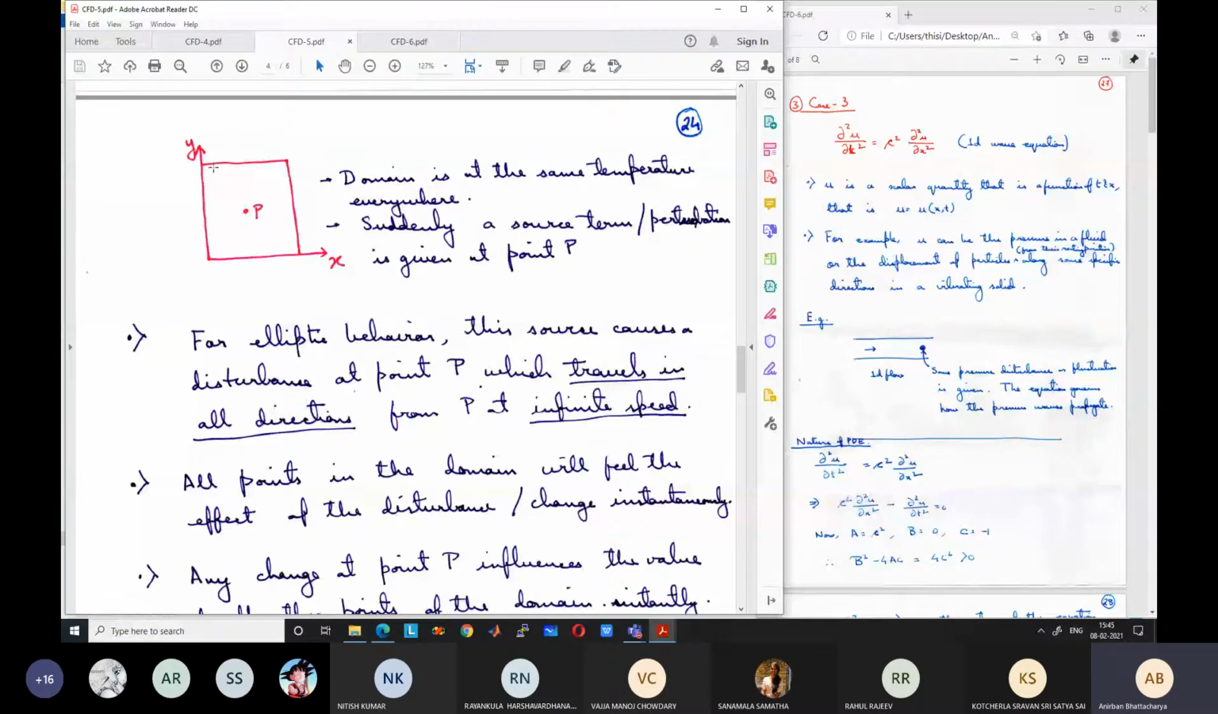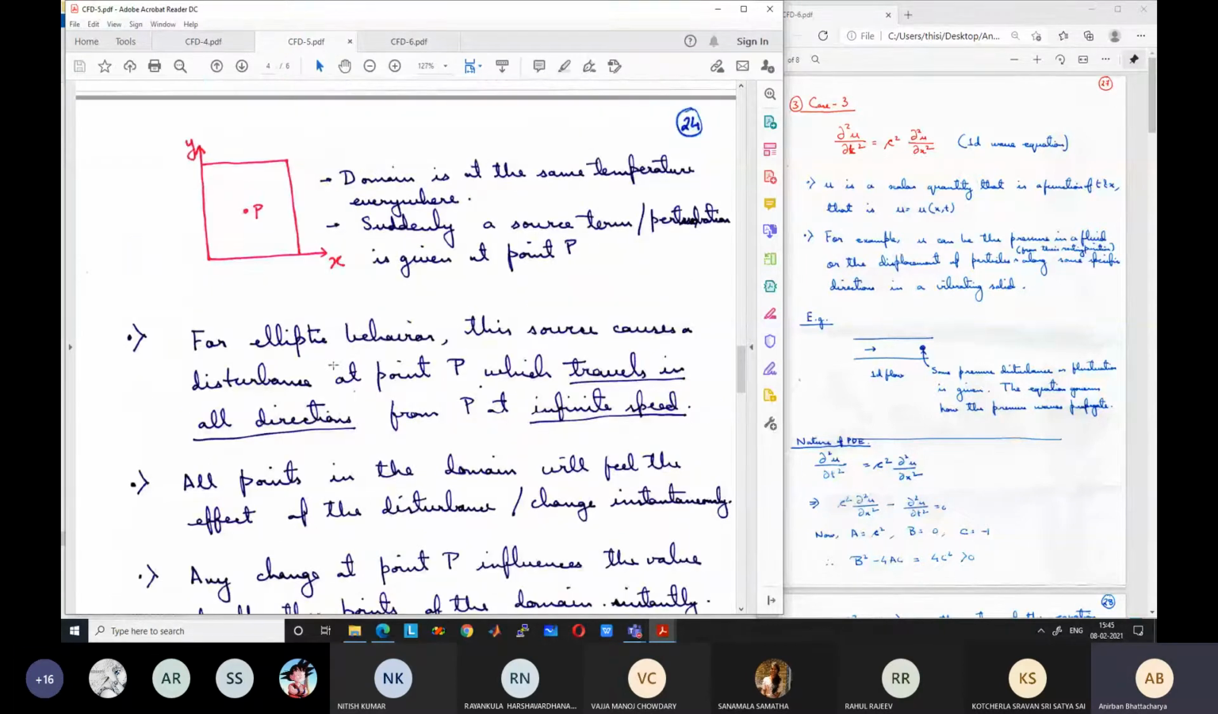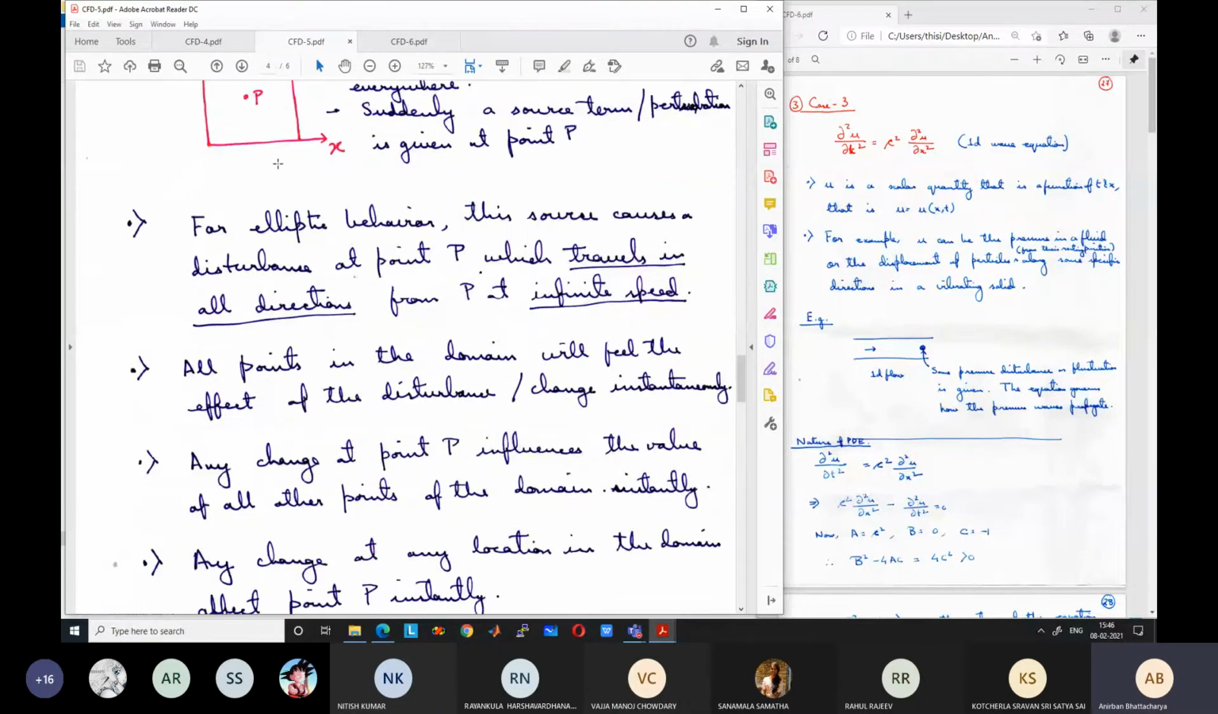So this entire domain is known as the domain of influence, because P influences the entire domain. For an elliptic equation, any disturbance influences the entire domain. There is another concept called the domain of dependence, which is the region on which the value at the point itself depends. So say we introduce another source at another point. Will that be felt at this point?